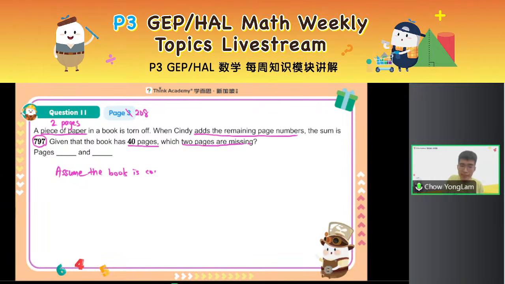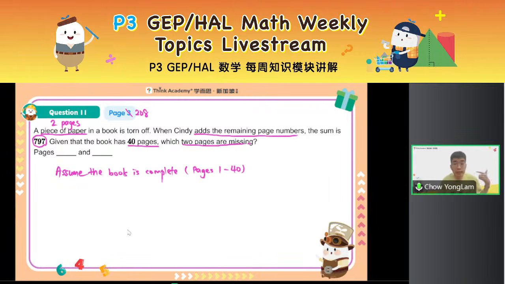If the book is complete, then there will be 40 pages, from page 1 to 40. I have all the pages from page 1 to 40. Then can we find the sum of the pages first? Sum with a missing number is a bit hard.